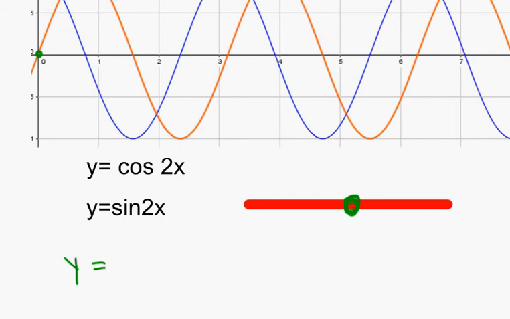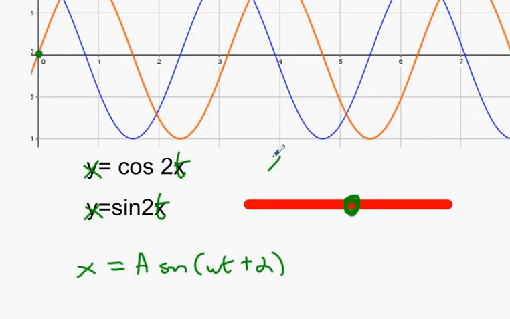is that the x value, the displacement value, equals A sine omega t plus alpha. Okay? That's what we're trying to work with. Alright? Now, one last thing. Okay, so, what we have is this function here. Now, if I change this to a t, and I change this to an x, so basically it's x equals cos 2t.